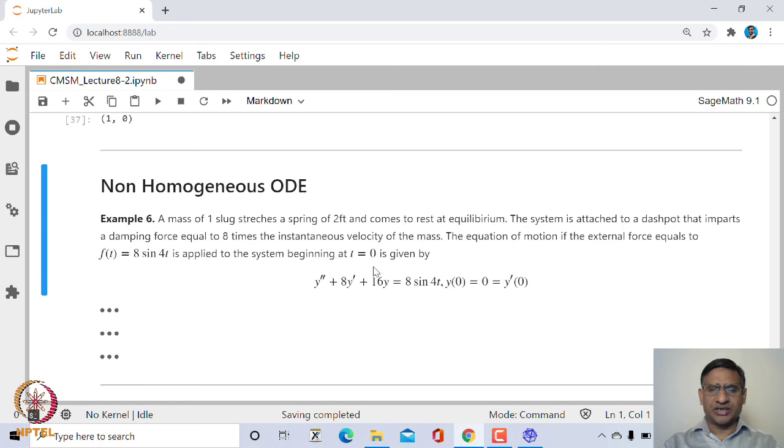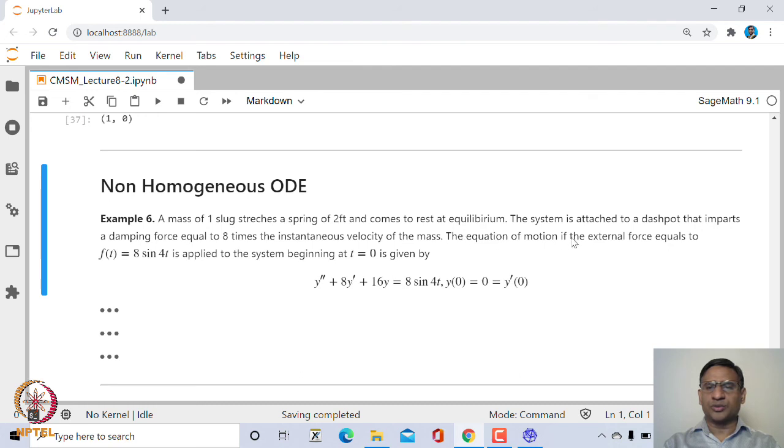Almost every differential equation has some physical meaning, and this one also has a physical meaning. A mass of one slug stretches a spring by 2 feet and comes to rest at equilibrium. The system is attached to a dashpot that imparts a damping force equal to 8 times the instantaneous velocity of the mass. That is where you see this 8 times y dash.